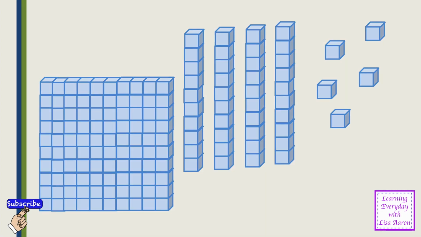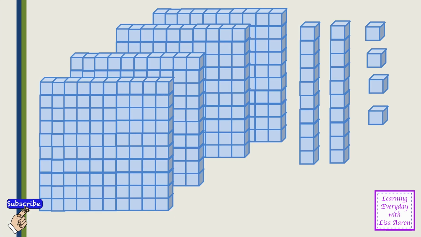Here we have a group of 100 blocks plus a group of 4 tens and 5 single cubes. We have 145. Here we have 4 groups of 100, 2 groups of 10, and 4. We get 424.